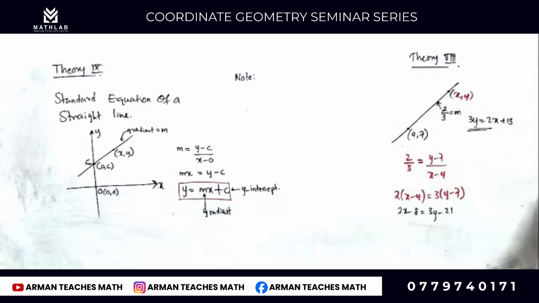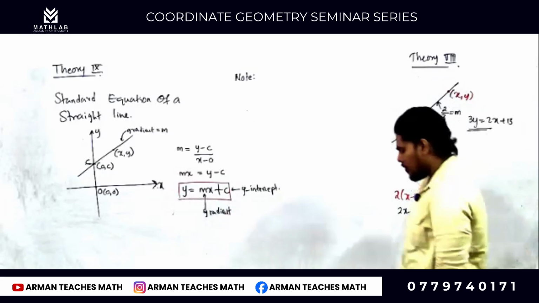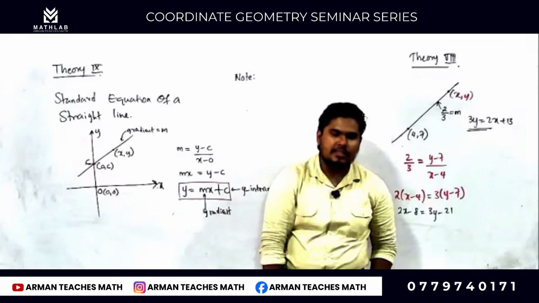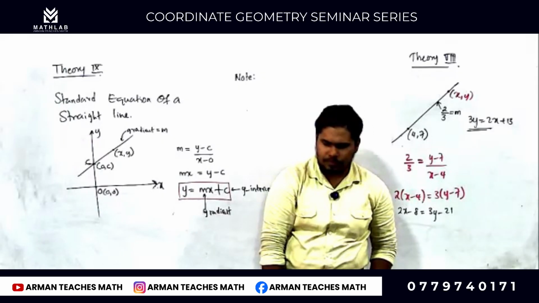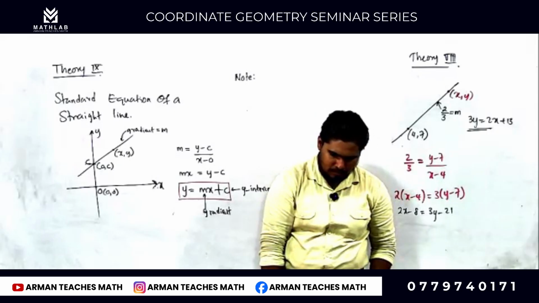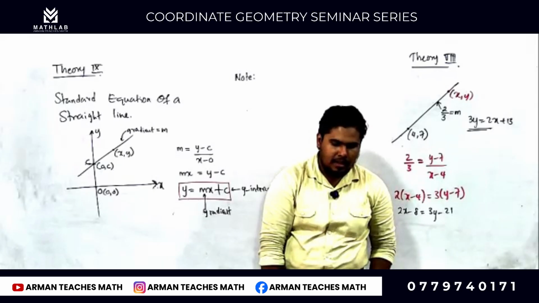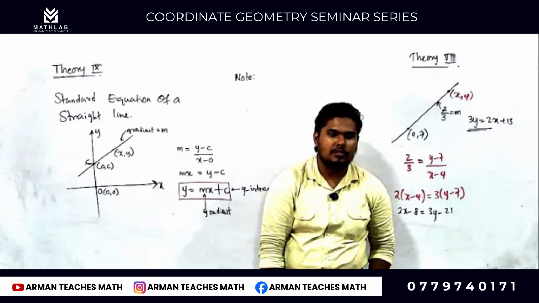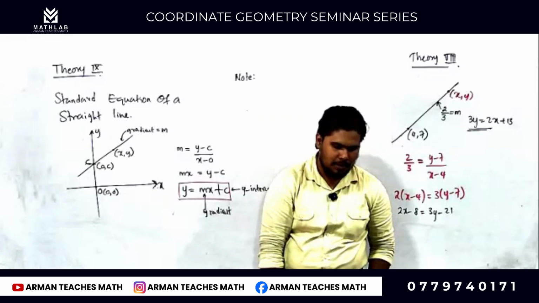In the equation of a straight line, if y is the subject and the coefficient is +1, put a comma.